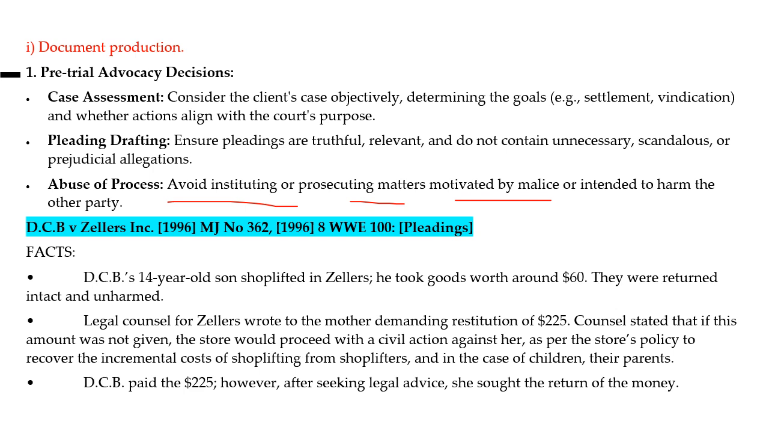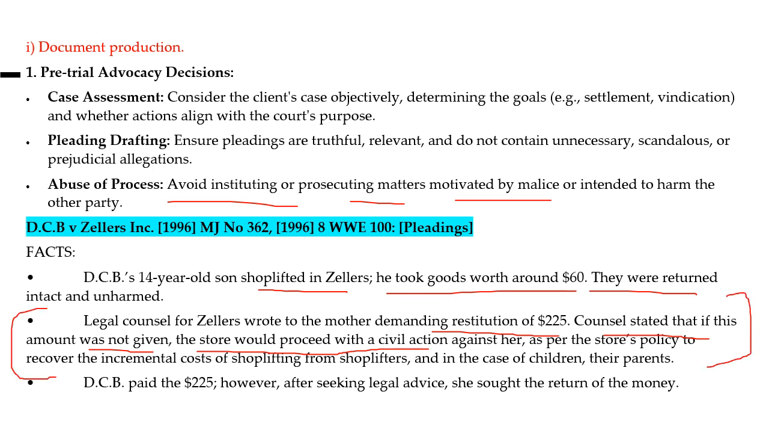In DCB versus Zellers Incorporation, what happened? There was a 14-year-old son who shoplifted in Zellers. He took goods worth around $60. They were returned intact and unharmed. Legal counsel for Zellers wrote to the mother demanding restitution of $225. Counsel stated that if this amount was not paid, the store would proceed with a civil action against her. So you can see the legal counsel for Zellers just wanted to make more money from the mother of this 14-year-old son who returned the items.